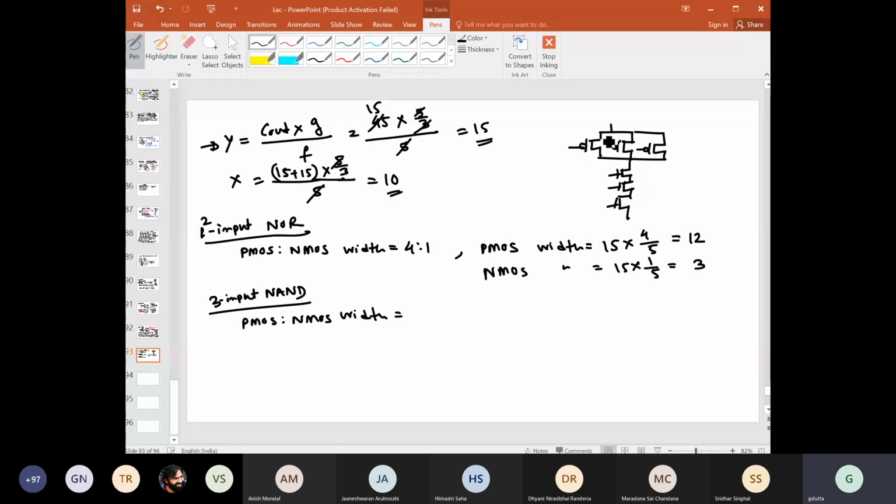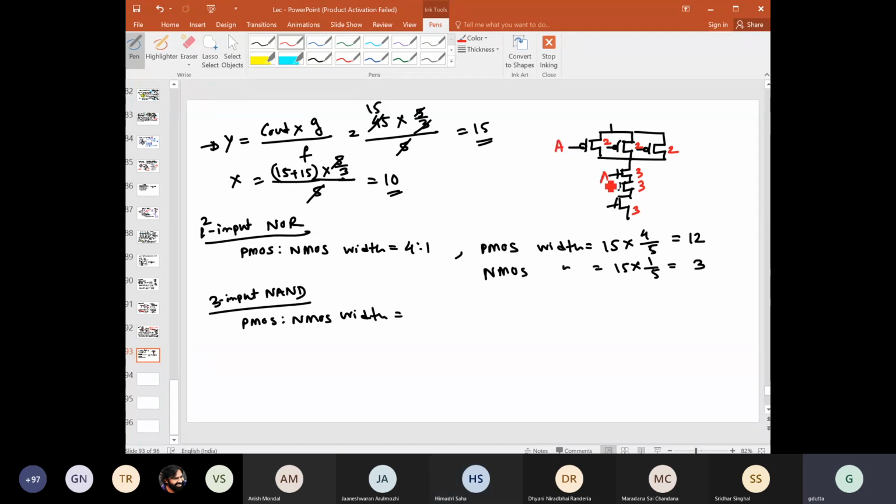Okay. Now, to make the resistance of the pull up and pull down network the same as that of the unit inverter, you can easily say the PMOS width would be 2, 2, 2, right? Okay. What would be the width of the NMOS? 3, right? It should be the width of 3, right? Then what is the ratio?